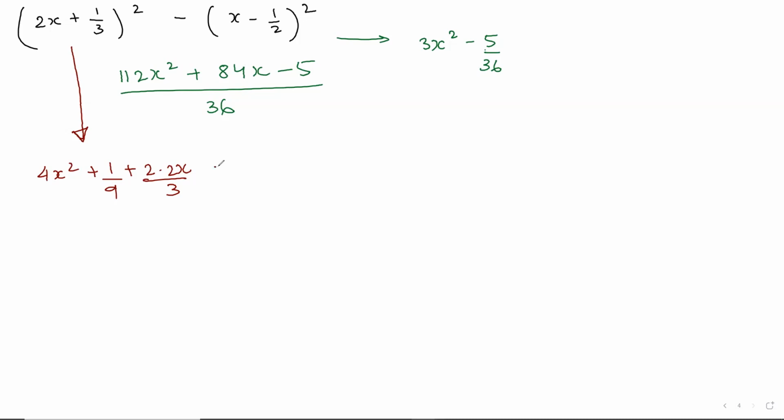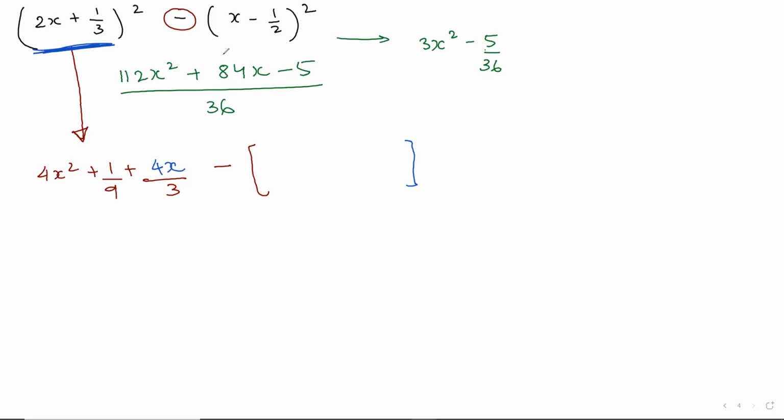All right. Now I'm going to put a negative sign over here because of this. And Mridula, can you tell me what I need to write now? Ma'am, 4x squared plus 1 by 9 plus 4x by 3. Okay, so that is going to be 4x square plus 1 by 9 plus 4x by 3. And so this was our first bracket, right? This was our first bracket.